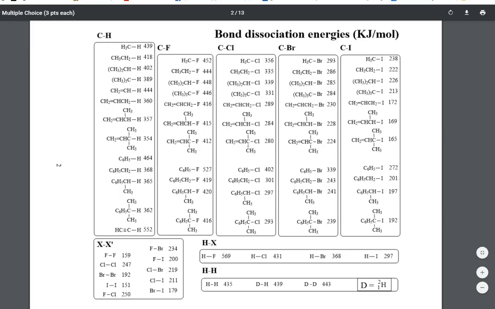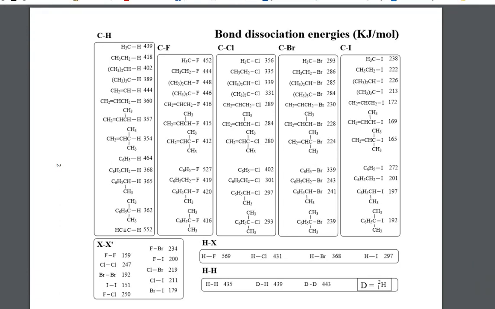The CH column is on the far left of the screen. I'll read the entries going down in terms of categories for you. The 439 number corresponds to a methyl CH. The 418 number corresponds to a primary carbon bonded to H.